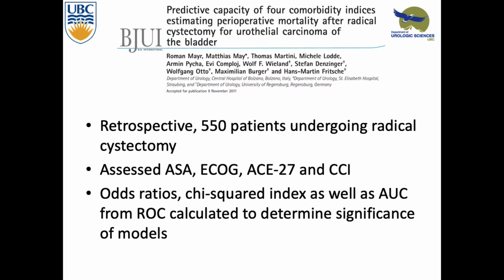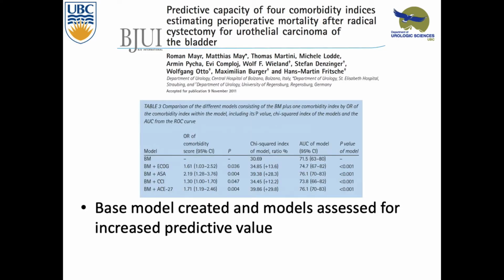So this is a retrospective study that looked at 550 patients undergoing radical cystectomy. It looked at ASA, ECOG, ACE27, and Charlson Comorbidity Index. It developed chi-squared indexes and area under curve for receiver-operator curves to determine the significance of the models. So it created a base model and then looked to see how these risk classification tools improve the model. If you look at the ASA and ACE27, they were considered equivalent.